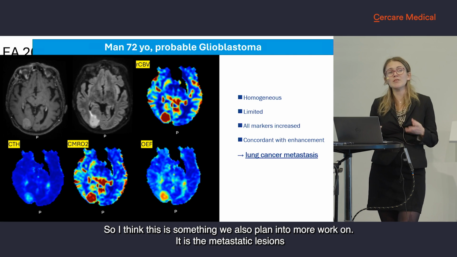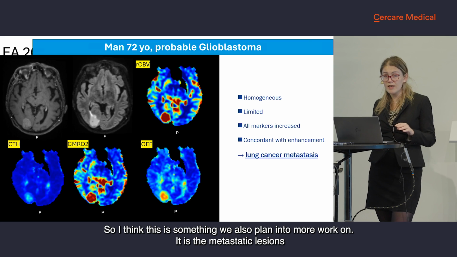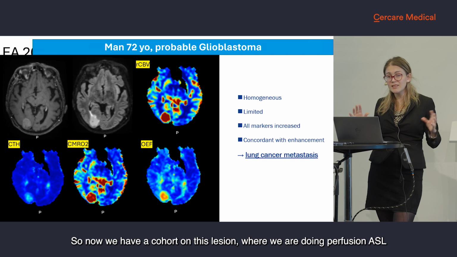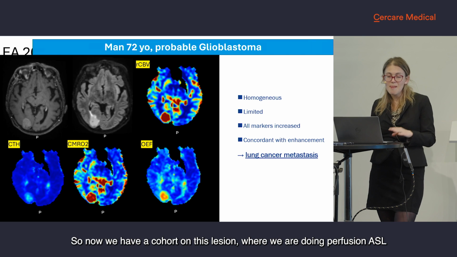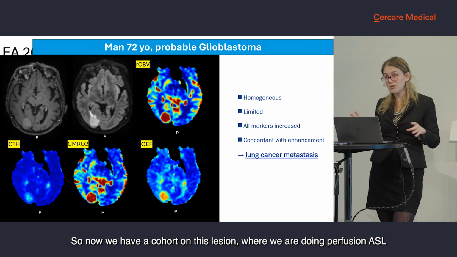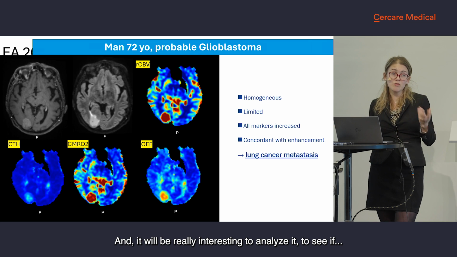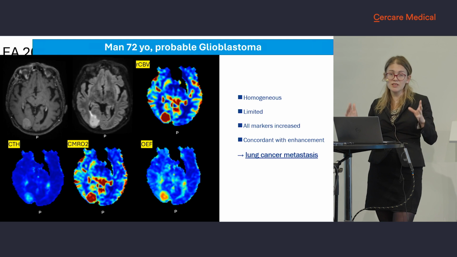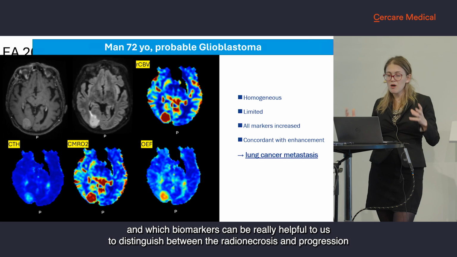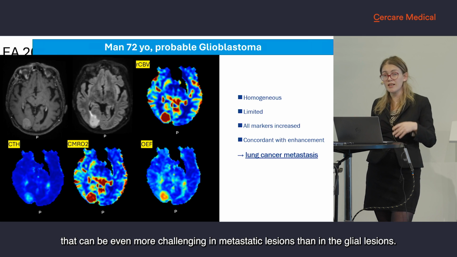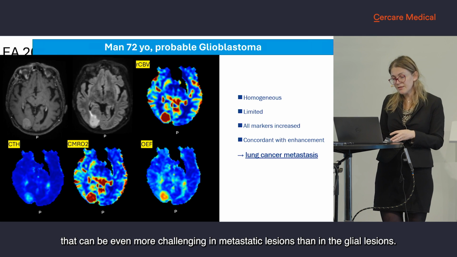So I think this is something we're also planning to work more on: the metastatic lesions, because the follow-up of metastatic lesions is quite complicated. So now we have a cohort of these lesions where we are doing perfusion, ASL, and then the patients are followed up, and some of them have a biopsy. It will be really interesting to analyze it to see if and which biomarkers can be really helpful to us to distinguish between radionecrosis and progression, which can be even more challenging in metastatic lesions than in glial lesions.